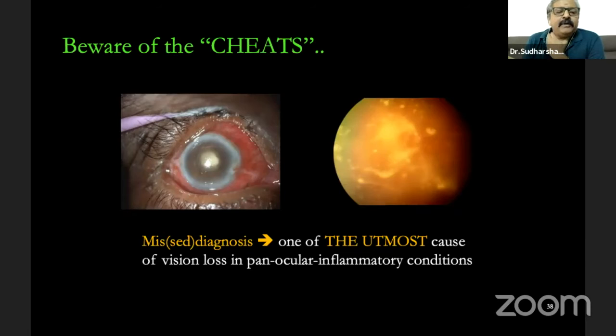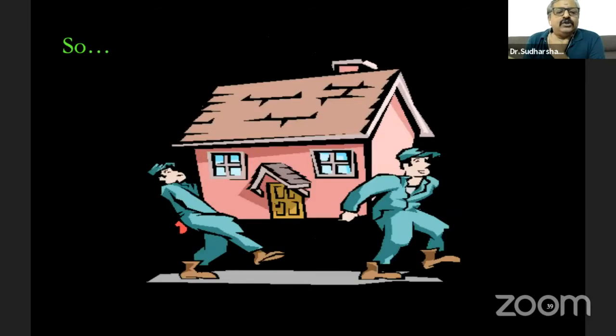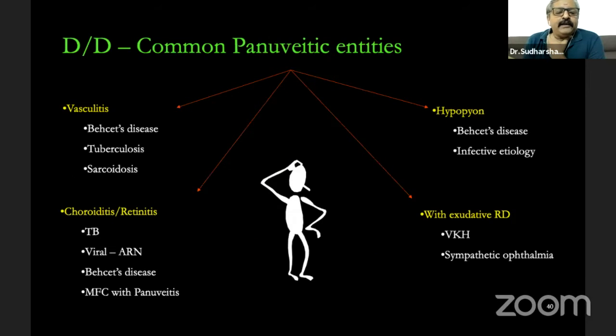Almost always remember to beware of the cheats. Masquerade is one thing that you need to be worried about. So to conclude, common panuveitic entities with predominant vasculitis is Behçet's. If it is choroiditis, it is TB. If it is retinitis, it is viral or ARN. Hypopyon panuveitis is Behçet's, and with exudative RD, it is VKH.